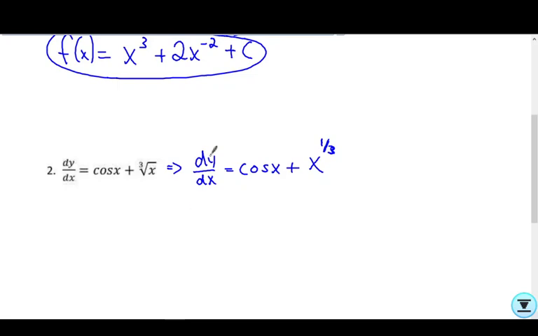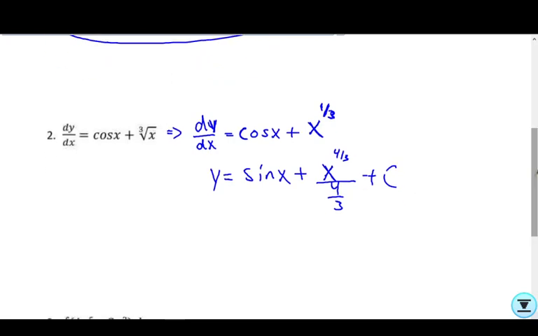Now, the antiderivative of dy over dx is y. The antiderivative of cosine is sine. And the only way I know that is because I know the derivative of sine is cosine. Plus x, and we're going to do the same thing we just did a second ago, add 1 to the power. So I get x to the 4/3 divided by 4/3 plus c. Don't forget the plus c. And then, of course, simplify it a little bit.